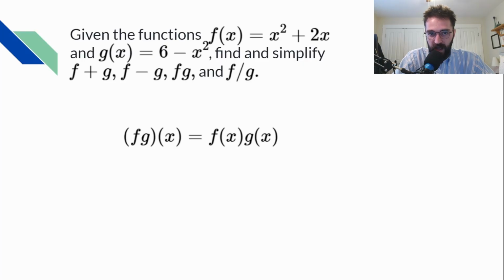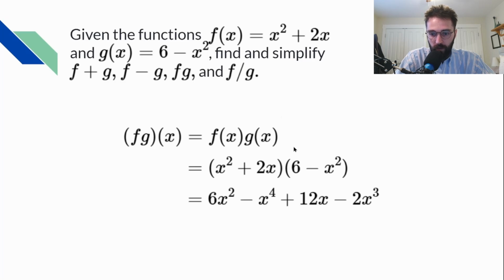All right, next let's look at fg. That's just when we multiply the expressions. So we'll have something to FOIL here, right? We have x squared plus 2x times 6 minus x squared. When we FOIL this, we get 6x squared. That's my firsts. And then my outers, that's negative x to the fourth. And my inners, that's 12x. And my lasts, that's negative 2x cubed.